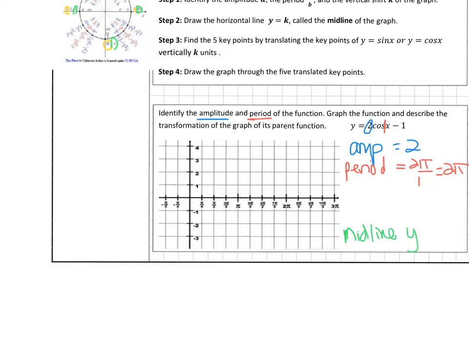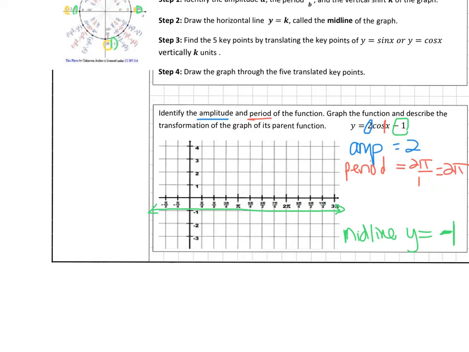That kind of gives us a little guideline. So our midline is always y equals whatever our k value is, and that's the vertical shift up or down. And so in this case, our midline is going to be at -1. So that's telling us that our cosine function is going to be shifted down to -1. So I'm going to go ahead and draw that line in while I have my color going on here. Okay, so those are our first steps.